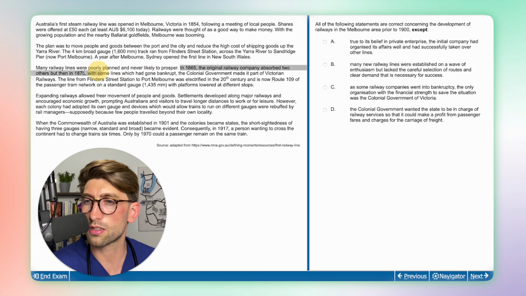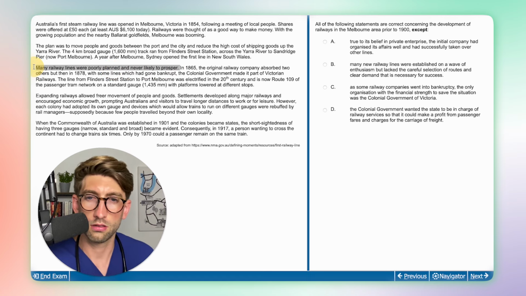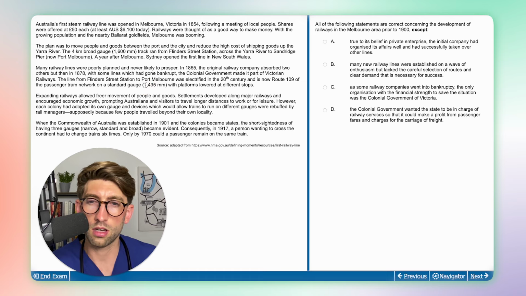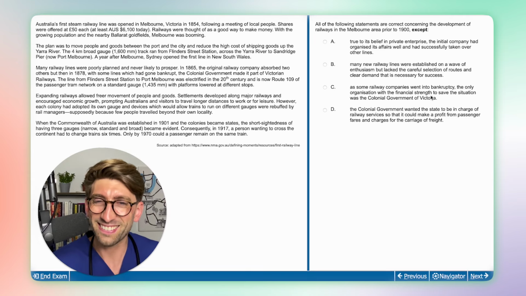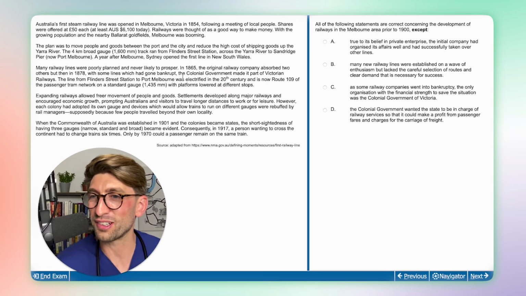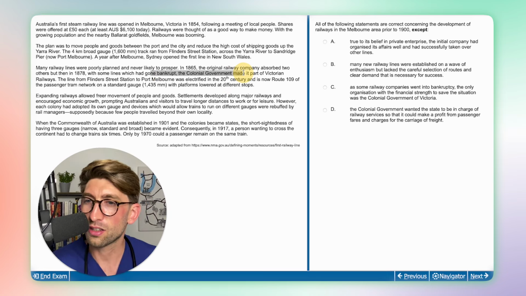Yeah, so that's the same. These poorly planned railway lines established on a wave of enthusiasm. Okay, fine. So I feel like that one's not it either. As some railway companies went into bankruptcy, the only organization with the financial strength to save the situation was the colonial government. Okay, so this is where you learn from your scars, right? We got this wrong last time, but then, yeah, the government took that over. So that's right. So I'm hoping that this is correct.